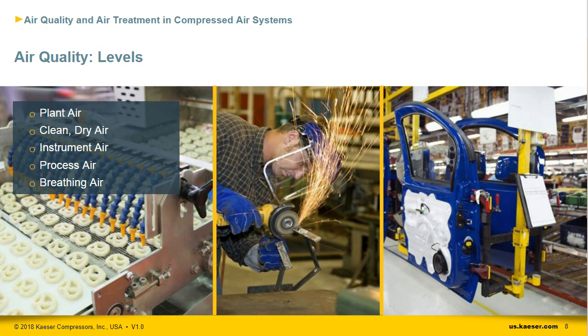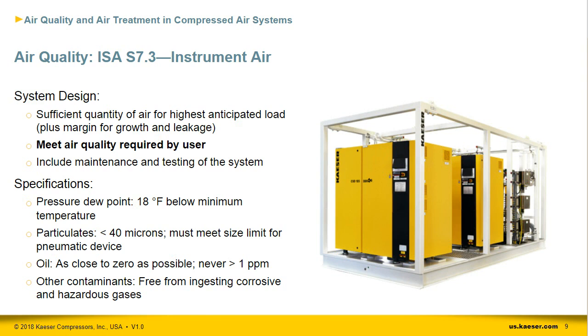In the case of instrument air, there is an actual standard, ISA S7.3, that describes instrument air in terms of system design and specifications, but it's still rather broad. It doesn't prescribe specific levels of air quality or the products to treat them. And note that the air quality must meet the requirements of the user. In this spec, the burden is on the user to understand and be aware of the requirements needed for their application. This is similar to what's happening in the food industry.